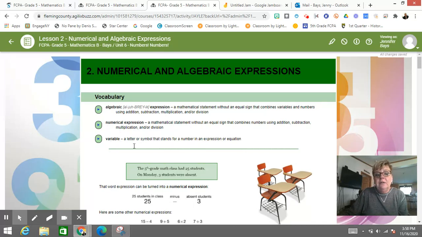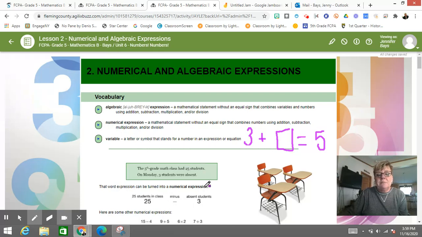A variable is just a letter or a symbol that stands for a number in an expression or equation. So do you remember long ago when you were first learning about operations, you might have had a problem that said 3 plus fill in the box equals 5. You can do that. 3 plus 2 equals 5. That's all a variable is. It's just a fill in the box. It's a question mark, a thing you don't know.